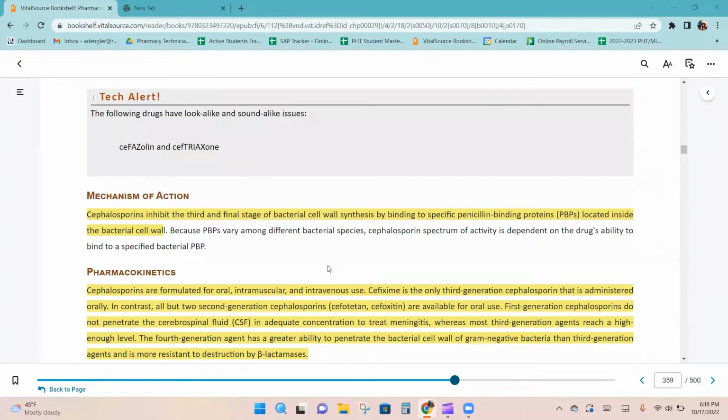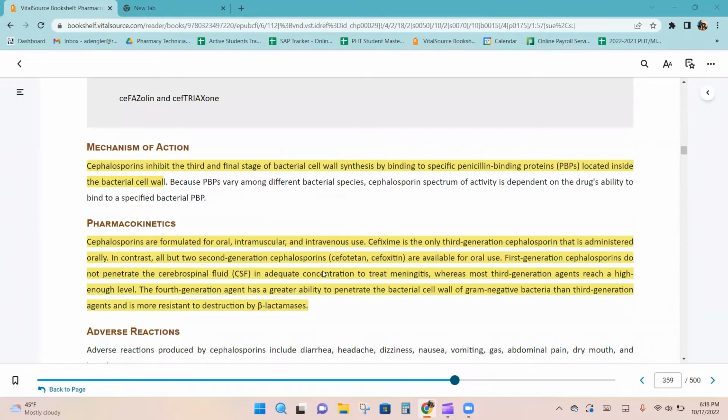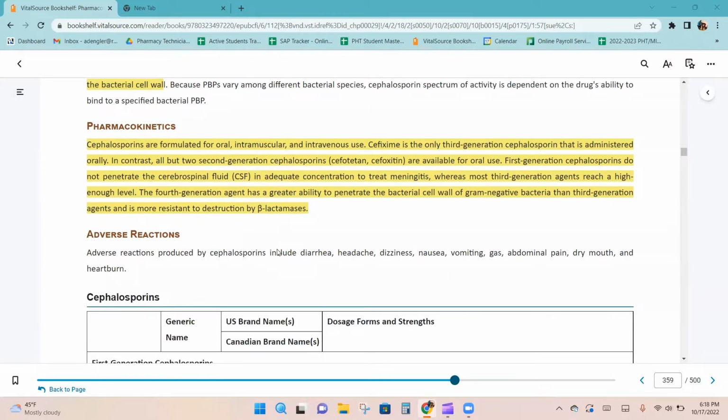Cephalosporins inhibit the third and final stage of the bacterial wall synthesis by binding to specific penicillin binding proteins located inside the bacterial cell wall. Cephalosporins are formulated for oral, intramuscular, and intravenous use. Cefiximine is the only third generation cephalosporin that is administered orally. In contrast, all but 2 second generation cephalosporins are available for oral use.